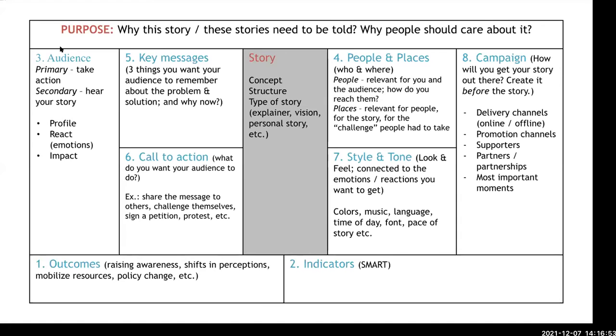Then the fourth step goes to the other side of the canvas. This is the moment where, okay, this is my audience, these are the outcomes that I want to reach. Then I have to think about what places and which people I want to include in my story, so that these people and places will be relevant for my story, for the audience, and for the outcomes that I want to achieve.